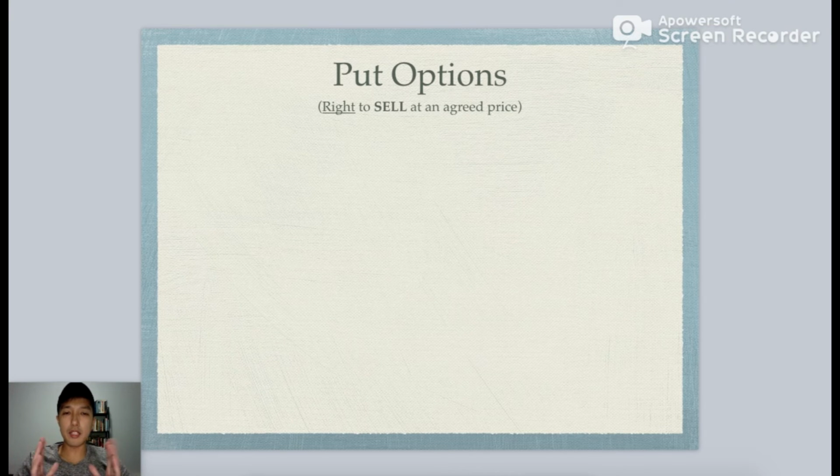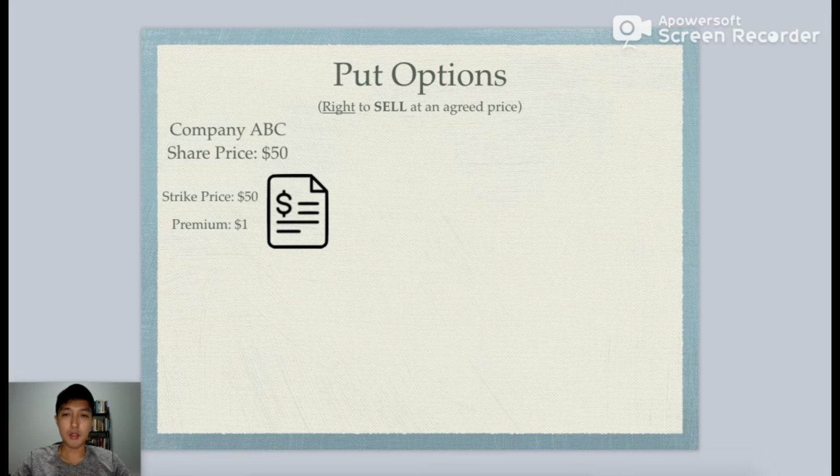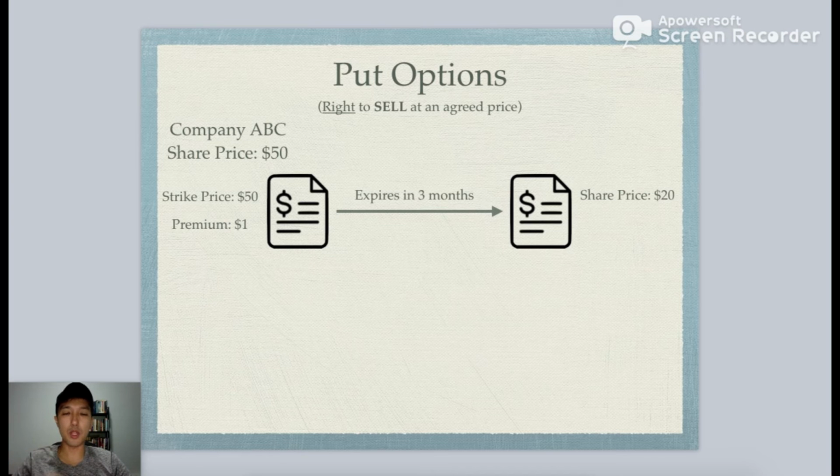Remember, let's run through the definition of a put contract. A put contract is the right to sell. So let's use something very simple, a very similar illustration. The company ABC now has a share price of $50. You have a contract with the strike price at 50, so you have the right to sell any share if the share price goes below 50. Now the share price has dropped to $20 after 3 months when it expires. What is the value of this contract after 3 months?